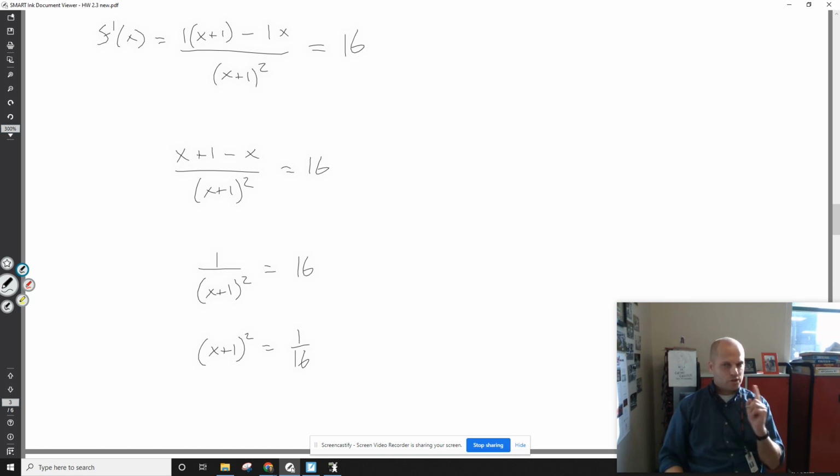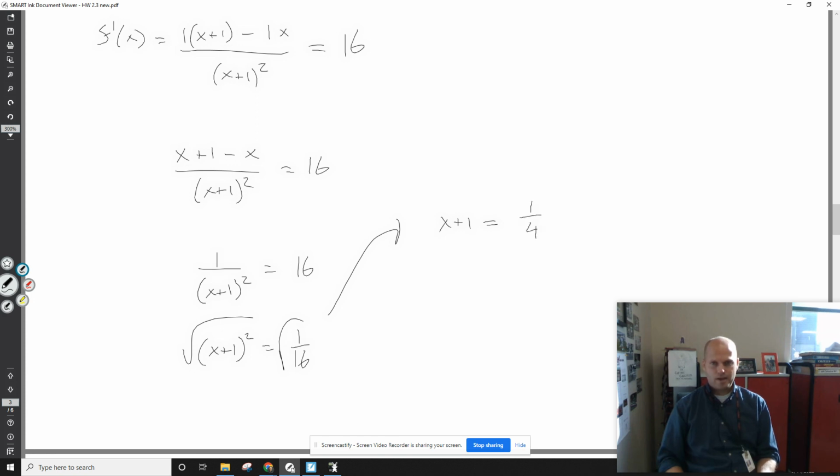Now, there are two ways to do this. You could distribute and then subtract and then factor, but it's going to be tougher than if you just square rooted both sides. Because I get that x plus 1 is plus or minus the square root of 1/16, which I can do. The square root of 1 is 1. The square root of 16 is 4. So I get plus or minus 1/4.